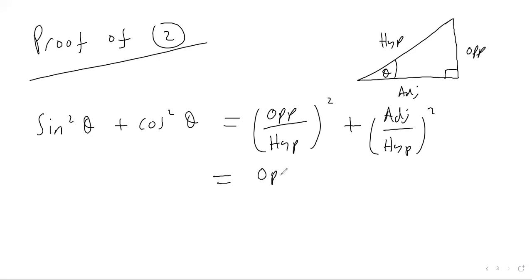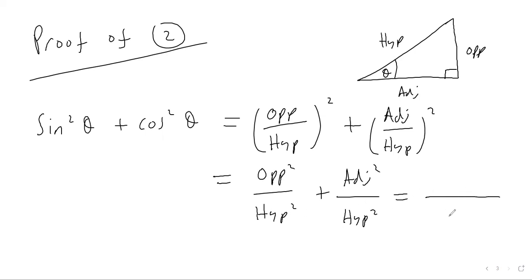So this is essentially opposite squared over hypotenuse squared plus adjacent squared over hypotenuse squared. Now we've got a common denominator with these two fractions, so we can just write it like this instead. So we get hypotenuse squared on the bottom with opposite squared plus adjacent squared there. Now let's think about this right angle triangle up here. When you do adjacent squared plus opposite squared, you get hypotenuse squared. Why is that? That's because of Pythagoras.